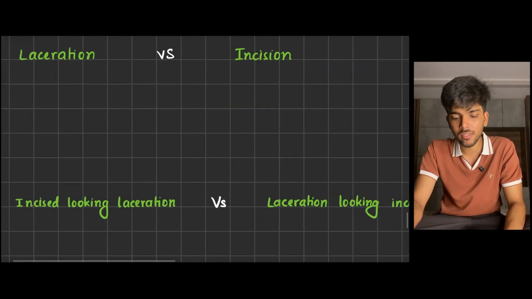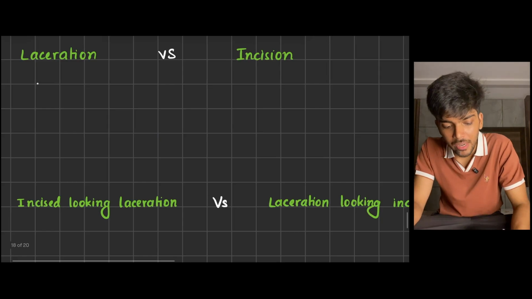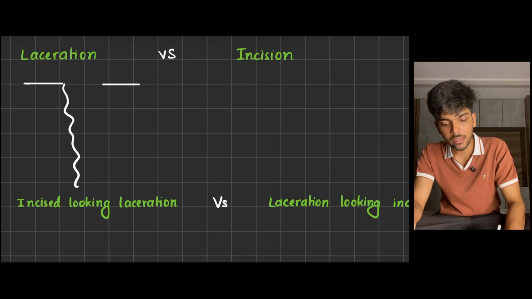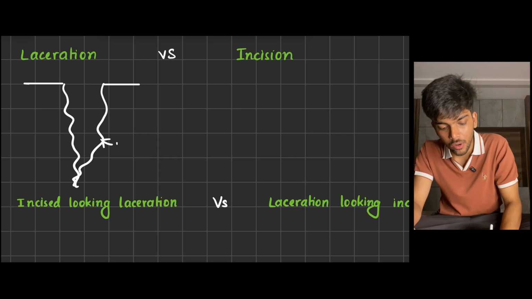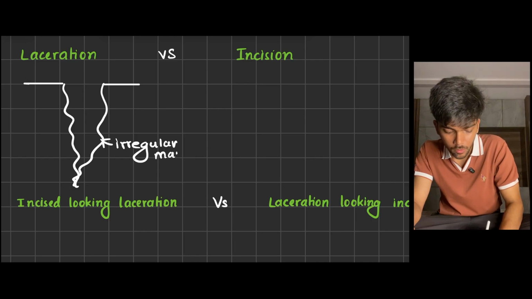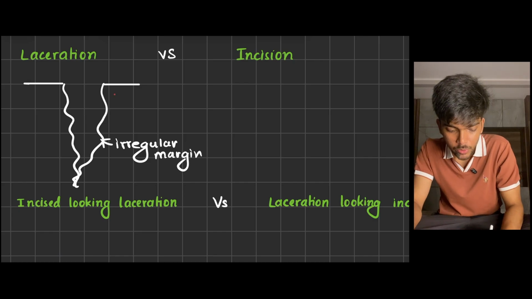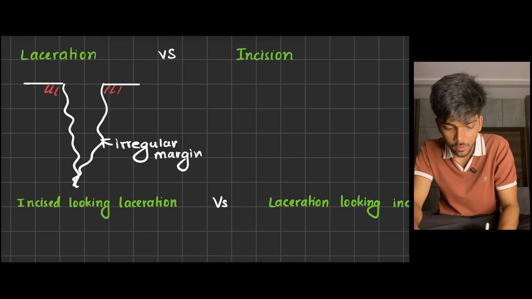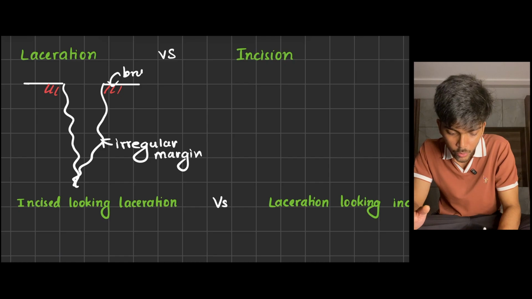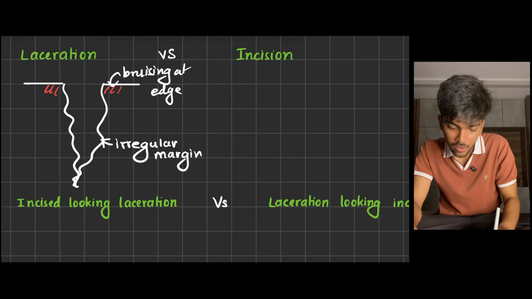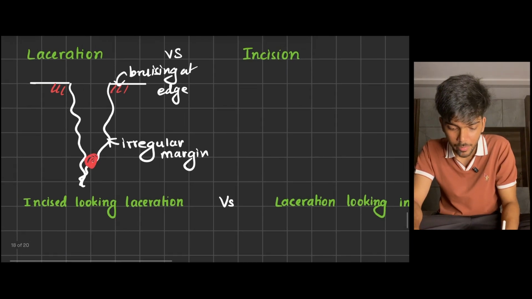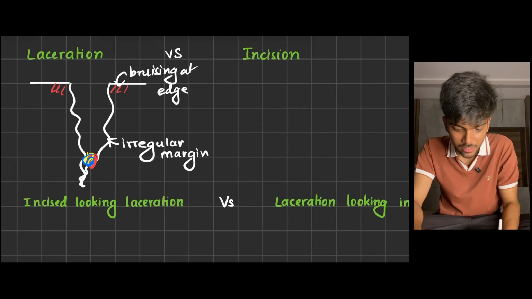Okay. Up next, a very important topic. Difference between laceration and incision. See, this is laceration with irregular margin, with bruising at the edge, and crust base. The base is crust base.